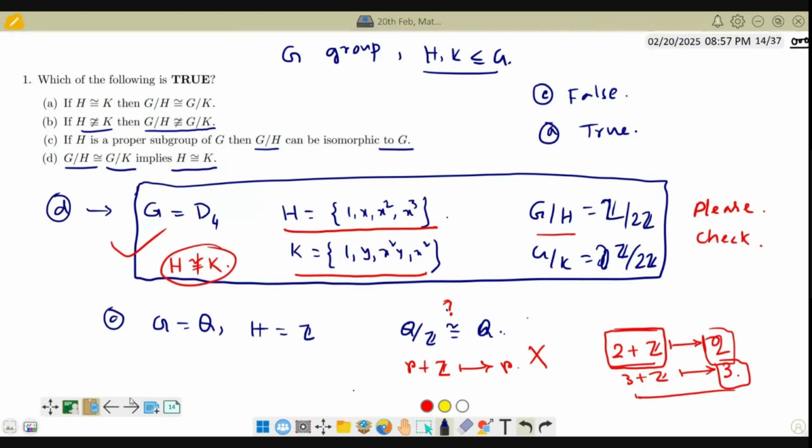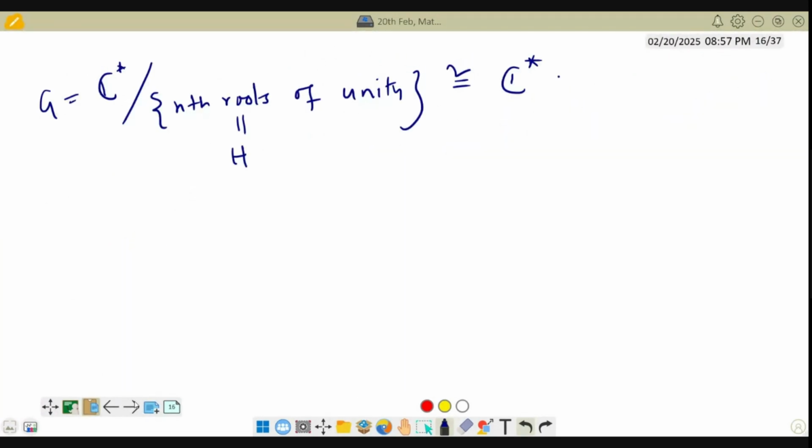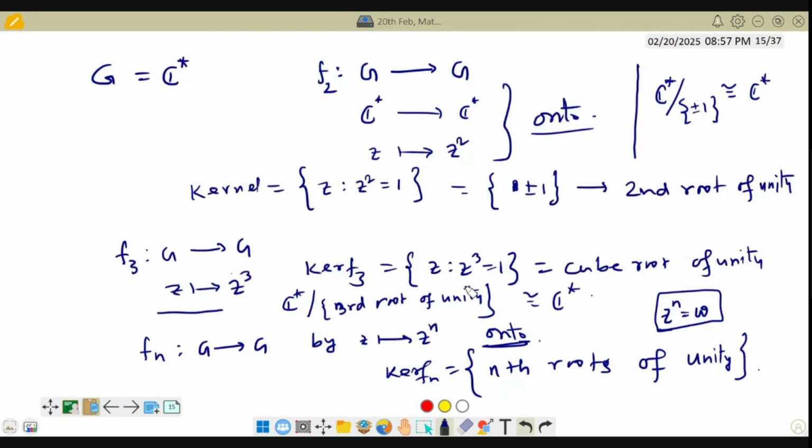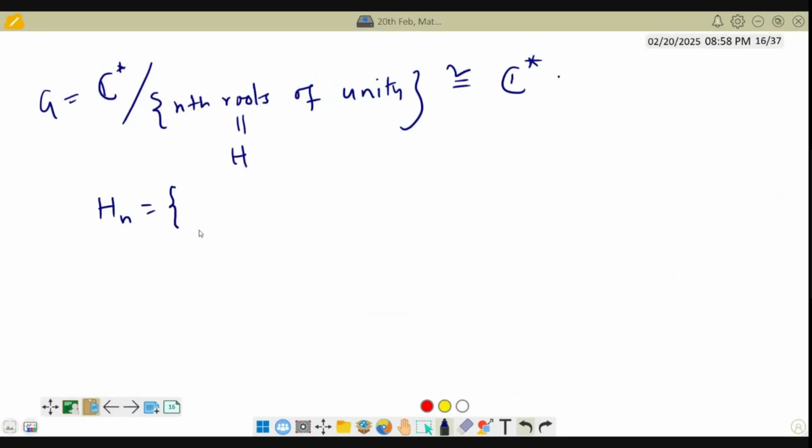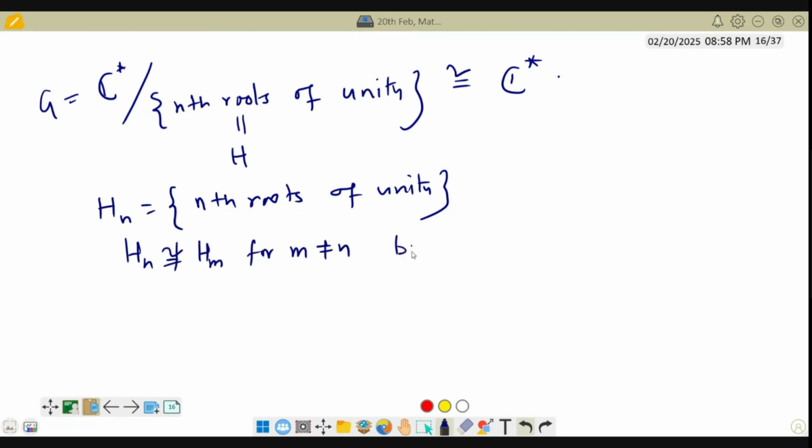Even here, you can observe one thing: all the Hi, that is the kernels, are not isomorphic. This has 2 elements, this has 3 elements, this has n elements. Let's assume Hn is the nth roots of unity. So Hn is not isomorphic to Hm for m not equal to n. But the quotient group G mod Hn is isomorphic to G mod Hm, and that is isomorphic to C star. I am considering here G equal to C star.